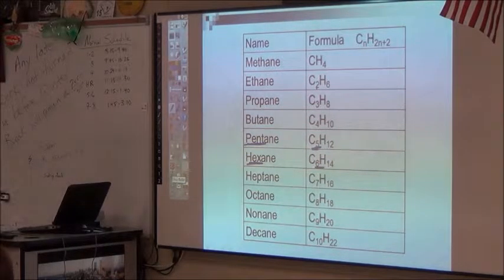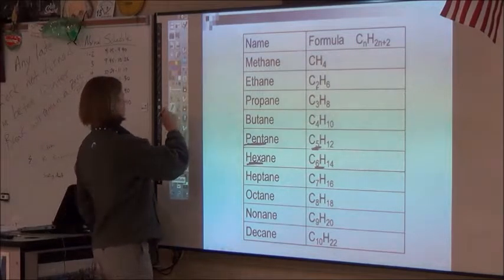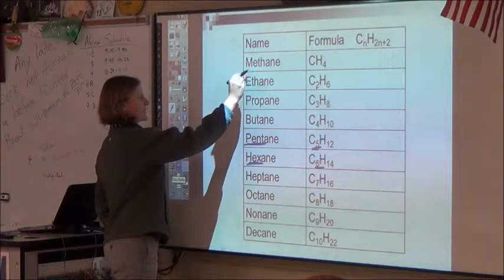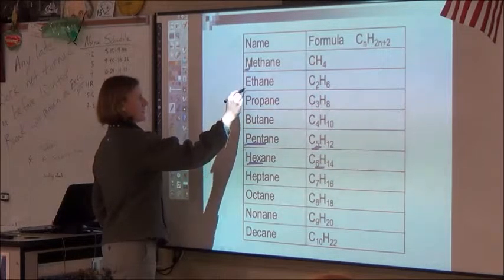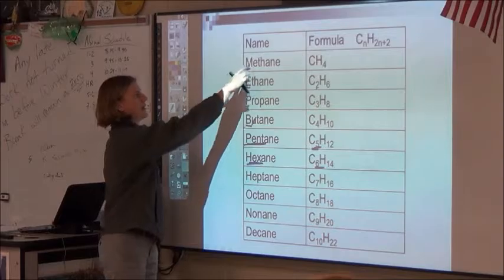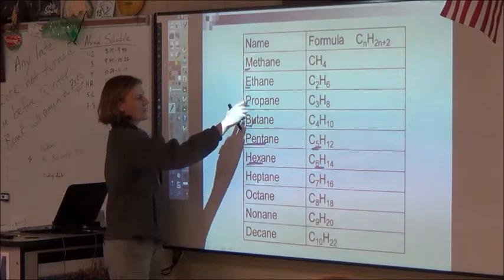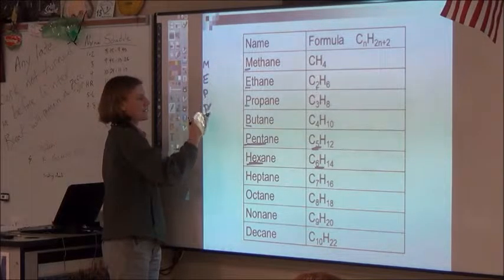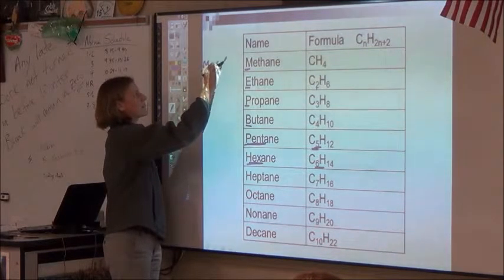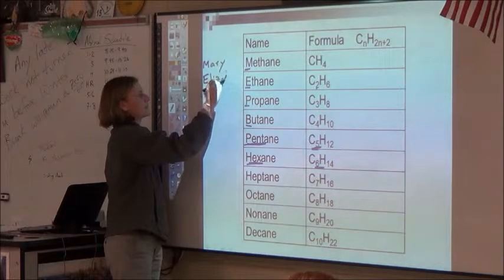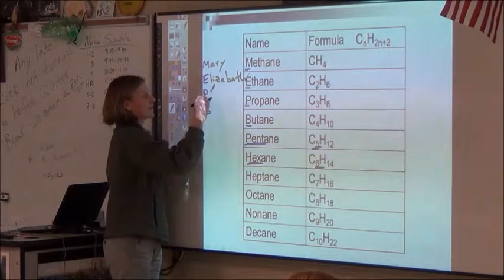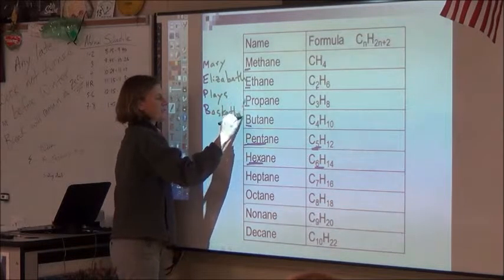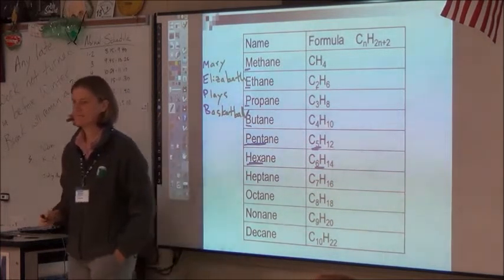But you might want to write this for the first four. This is a little trick I used: I had a friend, Mary Elizabeth, and she played basketball. M-E-P-B. Mary Elizabeth plays basketball. Who plays basketball? Mary Elizabeth plays basketball. If you would prefer a different acronym, go right ahead.